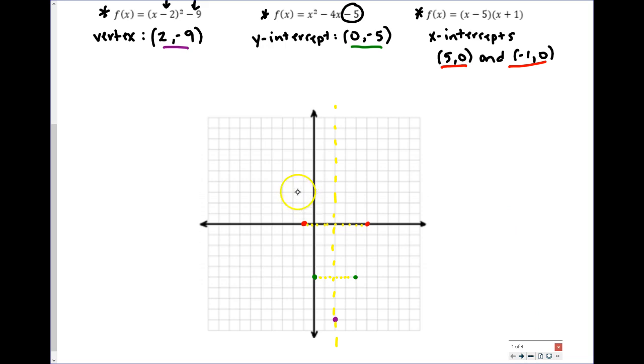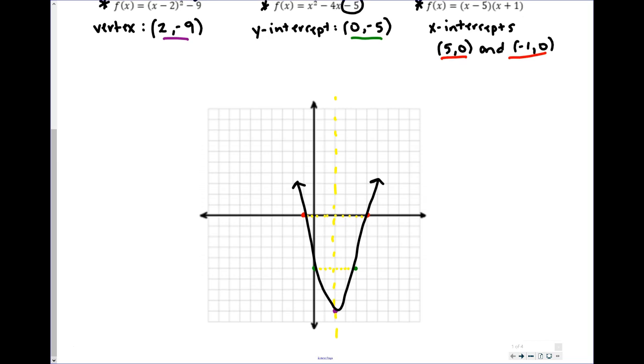And now without my calculator, without finding that table and plugging it in and making a chart, I've graphed this parabola using all three forms. Okay, which I think is actually very cool. You get a lot of really awesome information from these three forms without having to really do any math.